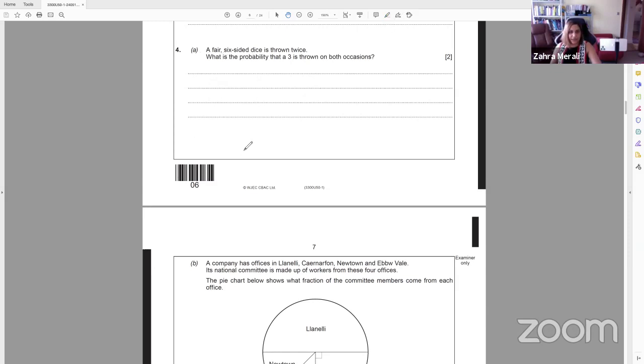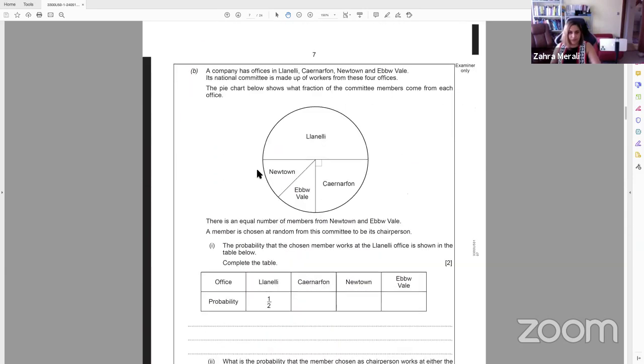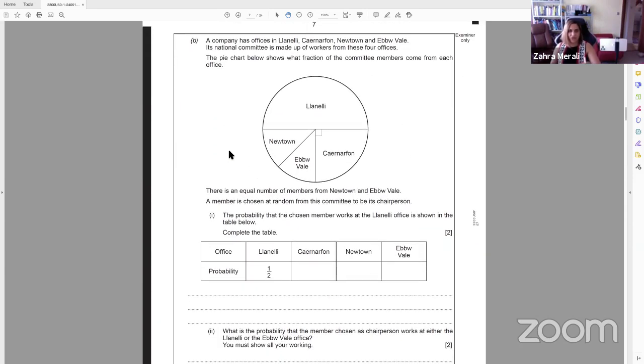All right, part B. A company has offices in 4 different places. As you can see, I'm not even going to try to pronounce any Welsh. The pie chart shows the fraction of the committee members that come from each office. There are equal numbers in Newtown and something Vale. A member is chosen at random from this committee to be the chairperson. The probability is shown in the table.